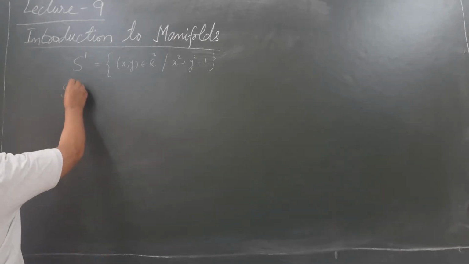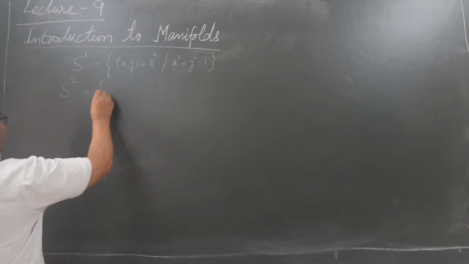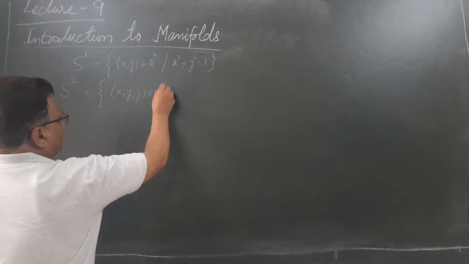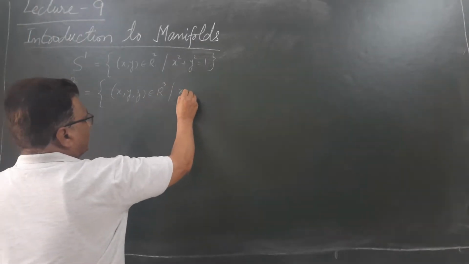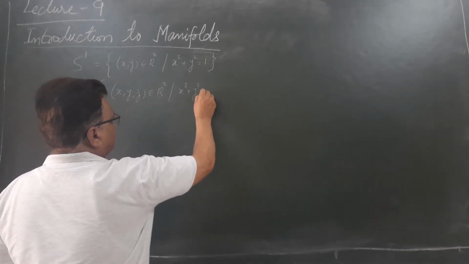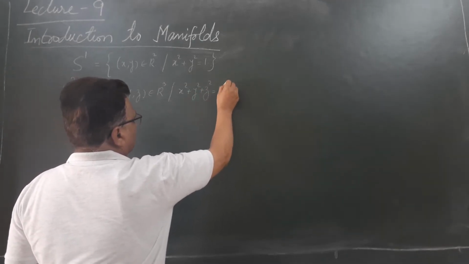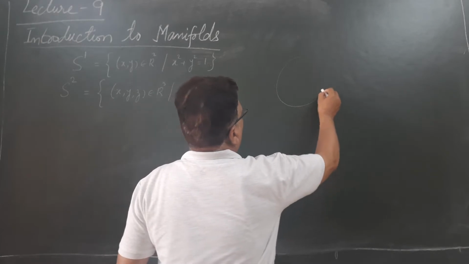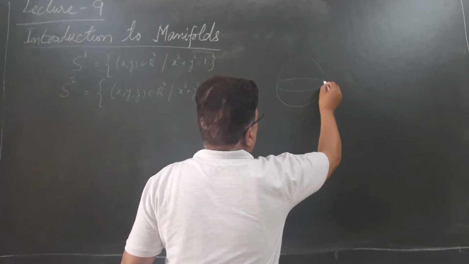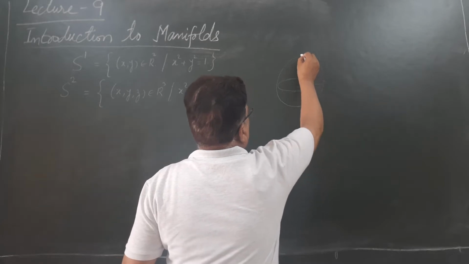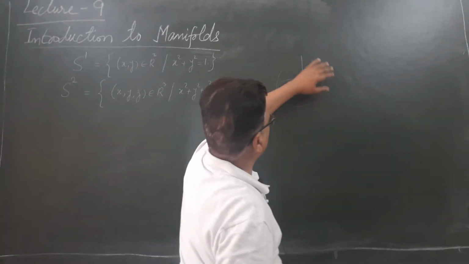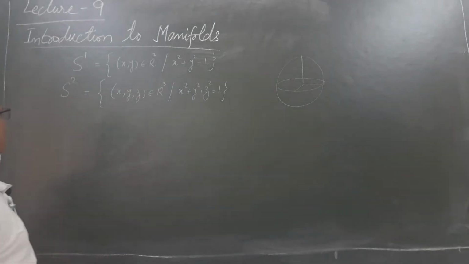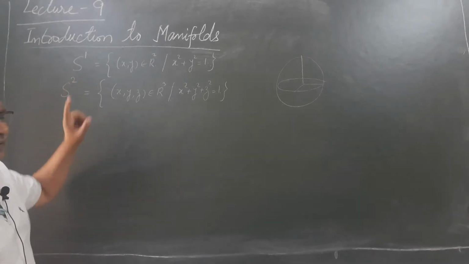Similarly, you can think of S2, the sphere. Sphere is set theoretically the collection of triplets in R3 with x square plus y square plus z square equal to 1. You know the shape, it looks like a football. So, the collection of all the points on the surface of a football constitutes what we call mathematically a sphere. S2 means its dimension as manifold remains 2.